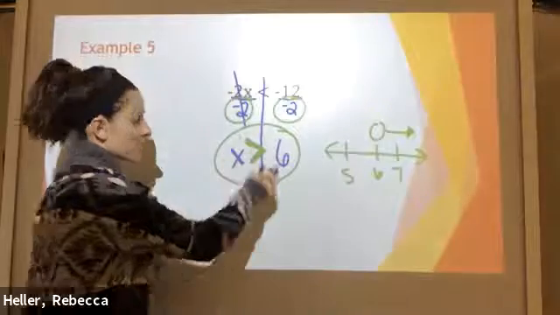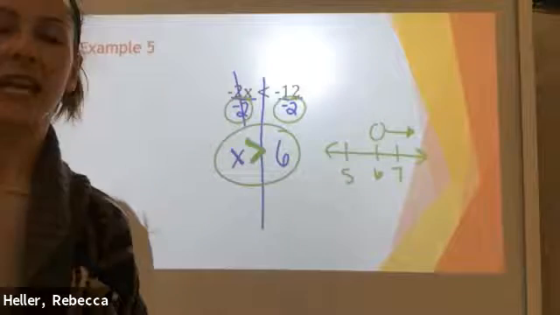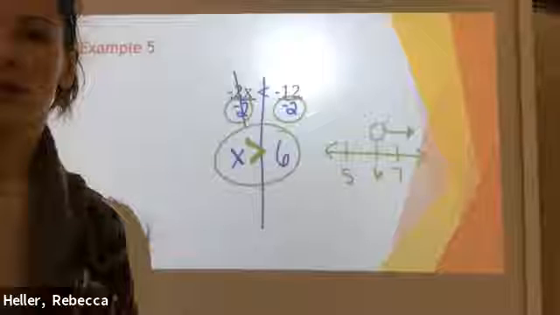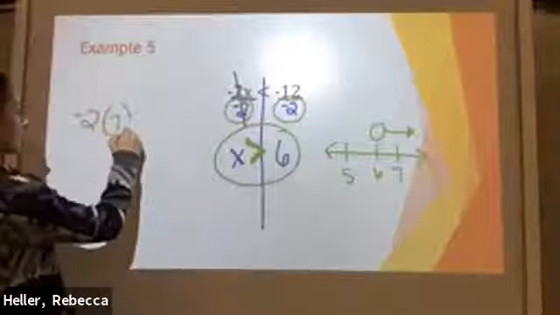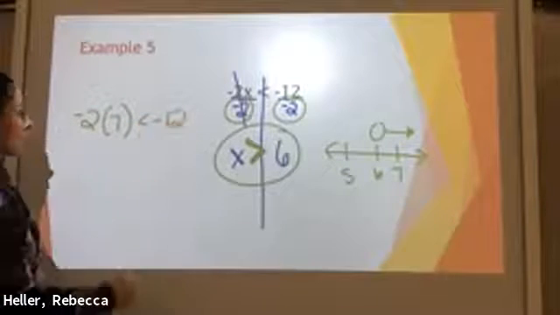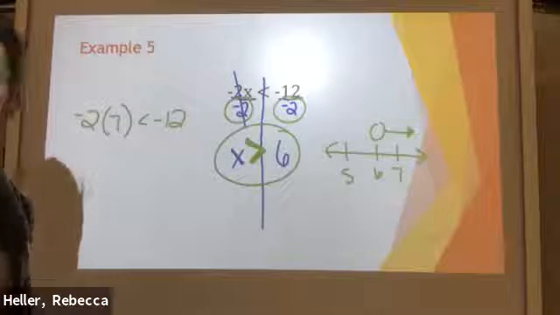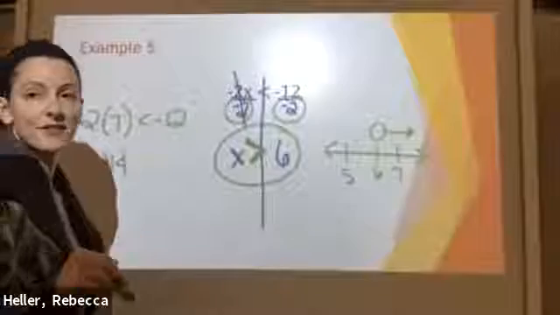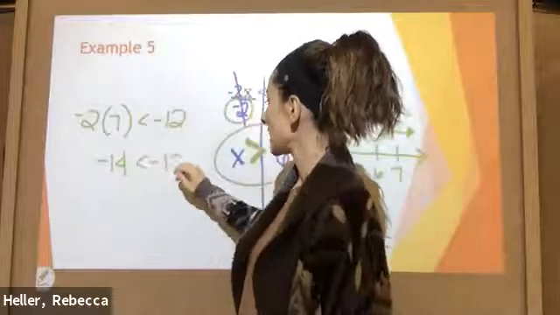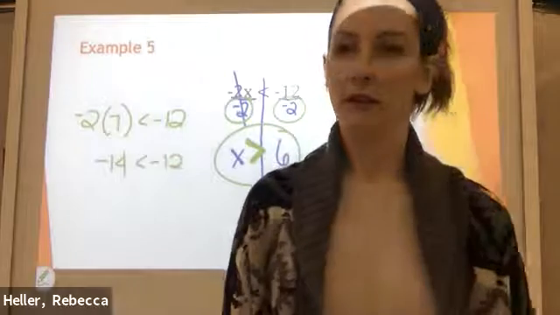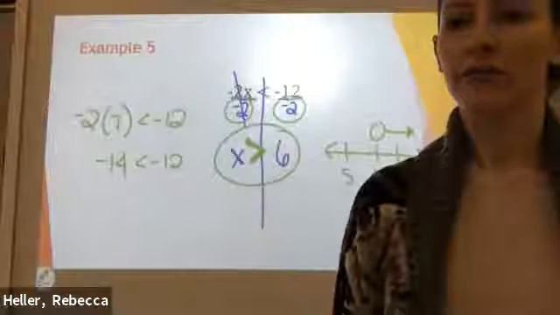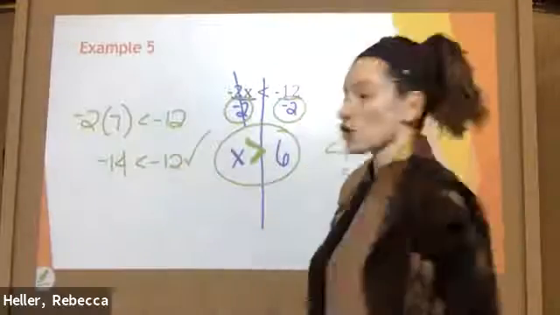Now let me show you why we have to do this. So if x is greater than 6, someone give me a number that's bigger than 6. Any number. 7. Wow, good job. If I take 7 and plug it into my original problem, what's negative 2 times 7? Negative 14. And if you remember what we did yesterday, how we talked about true and false statements, is negative 14 less than negative 12? Yes or no? Yes, it is. So that is true.